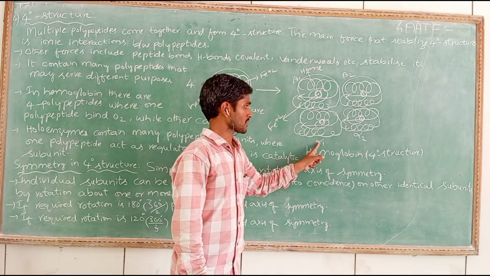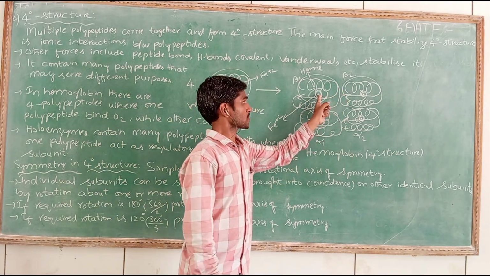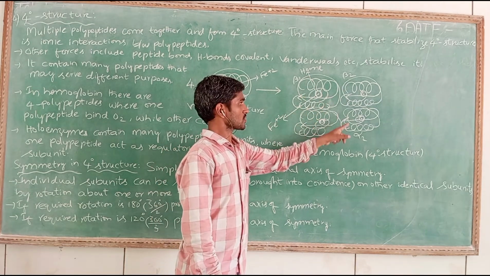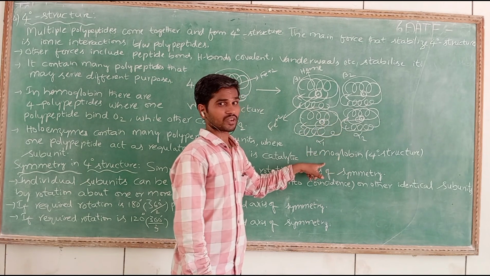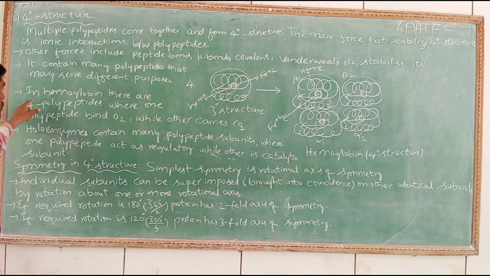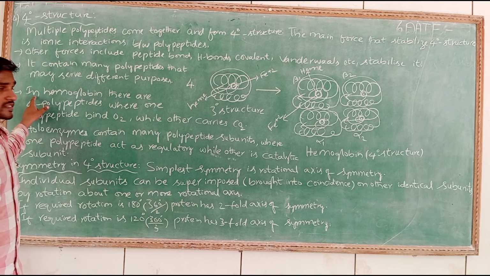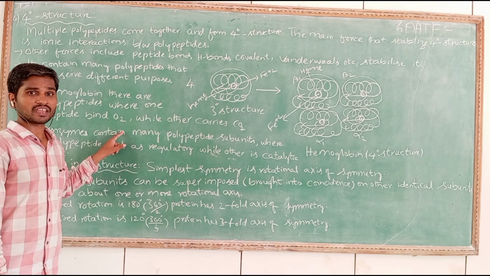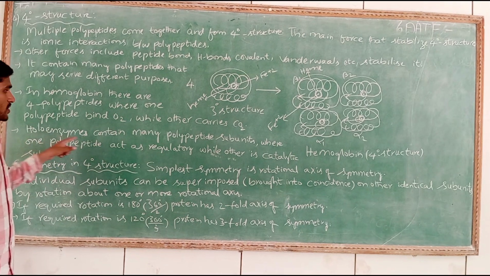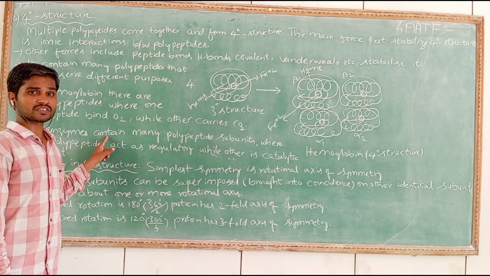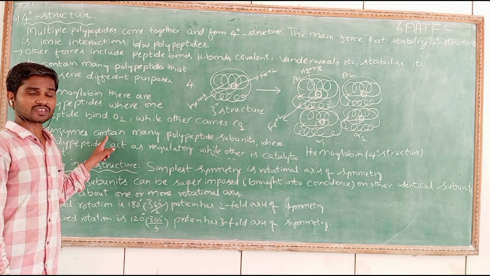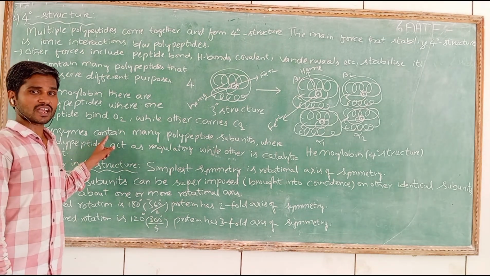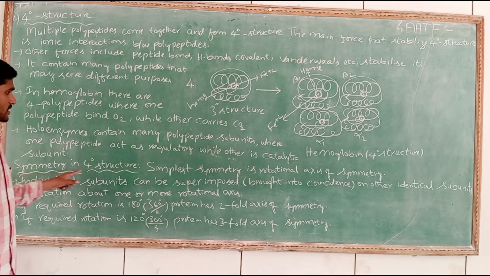Hemoglobin has four polypeptides: alpha 1, alpha 2, beta 1, beta 2. Here we have shown the dot as Fe2+, which is present in the heme, and this round is shown as C. This total is called hemoglobin, that is quaternary structure. As a result, different polypeptides can serve different functions like carrying oxygen and CO2. A holoenzyme contains many polypeptides, and different polypeptides serve different functions, like one acting as a regulatory subunit while another acts as a catalytic subunit.